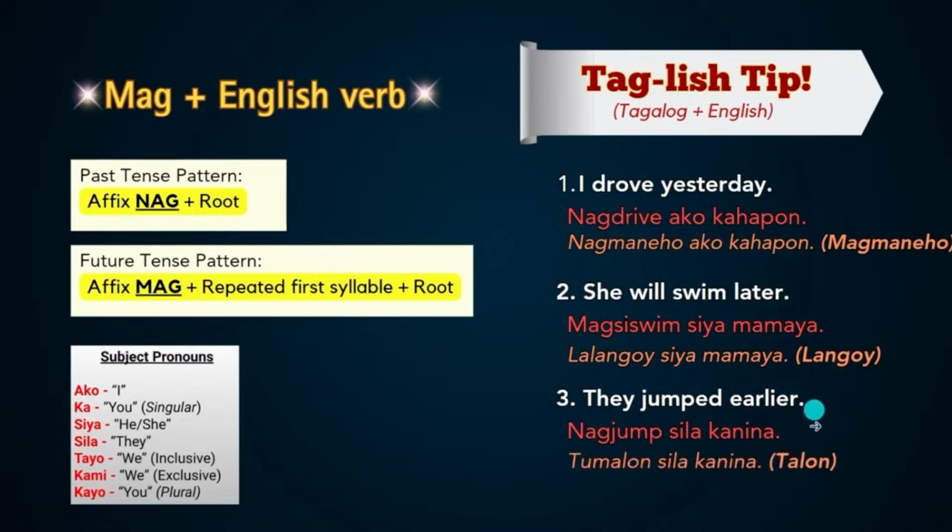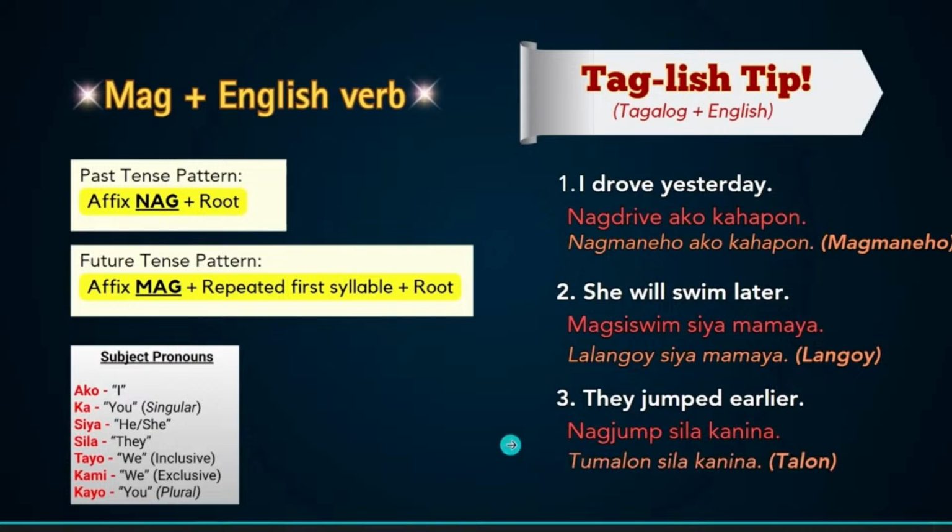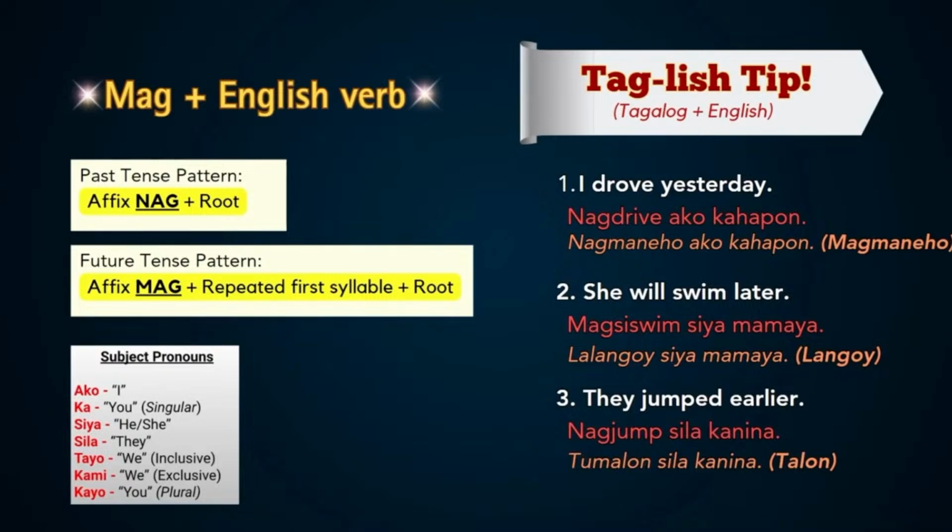And then lastly, talon. Talon means to jump. So tumalon sila kanina. It's also an verb. So those are just some ways to use Taglish in a conversation. Now, you don't want to rely on Taglish forever. The goal is to hopefully get fluent in Tagalog. So look up words that you don't know so that you can say the whole phrase in Tagalog eventually.